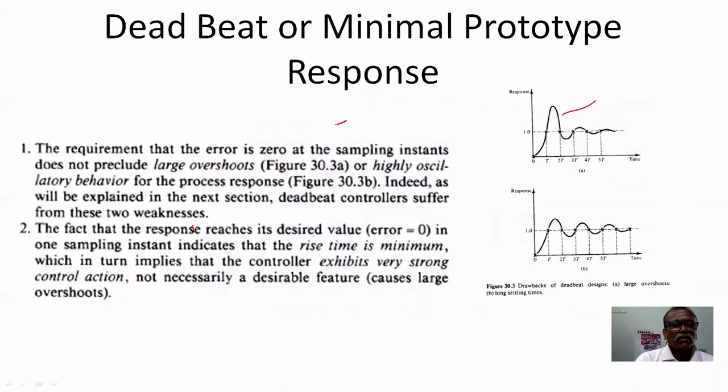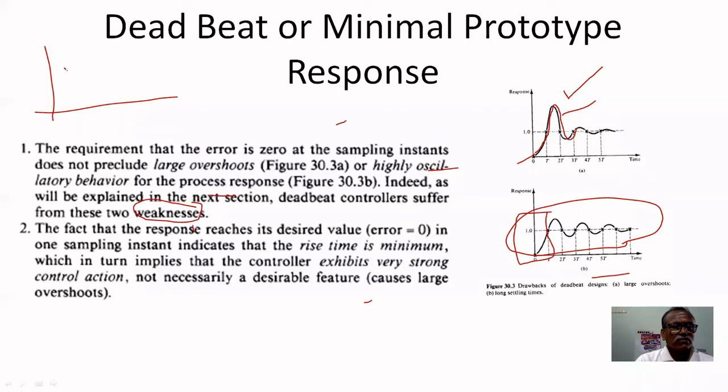Now what is the drawback of this deadbeat controller? Here, large overshoot will be there. That is one drawback with the deadbeat controller. It is highly oscillatory. It oscillates and settles. These are the two drawbacks. That is one weakness of the deadbeat controller. Why is this? Because we are assuming that the process is settled from the first sampling instant. We are assuming that from the first sampling instant, it's settled at one. That is the assumption we made.